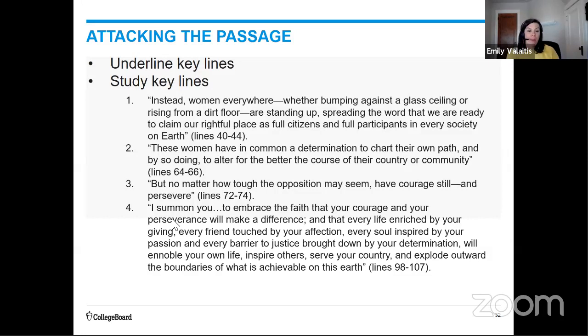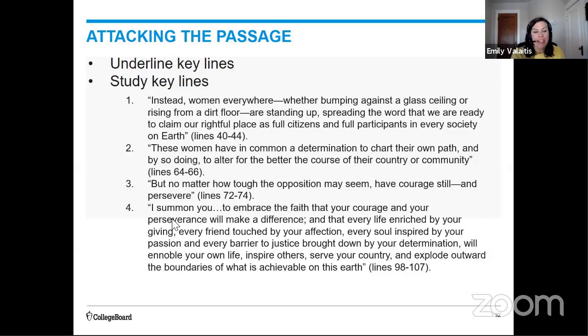She then starts to talk about in line 72 to 74 that no matter how tough the opposition may seem, have courage still and persevere. And this is a line that's repeated a lot throughout the passage, and persevere. So she's like, don't give up. You're going to face the opposition. You're going to face challenges and those who disagree with you, and that shouldn't stop your course. Keep moving. And then lastly, she ends with this call to action.